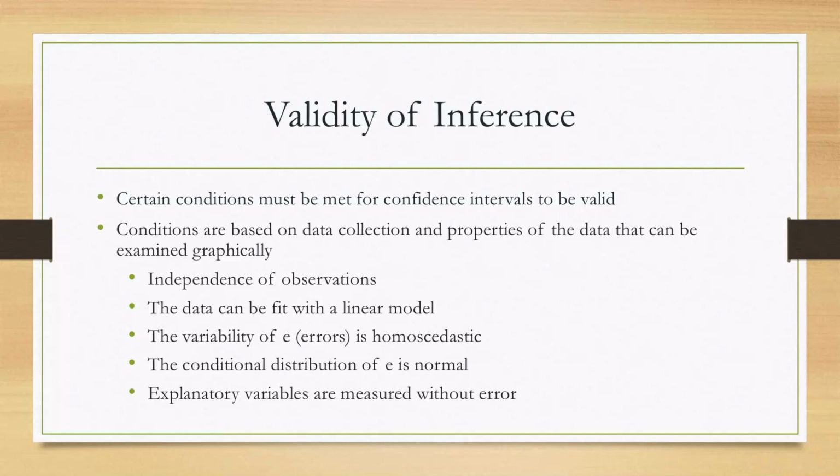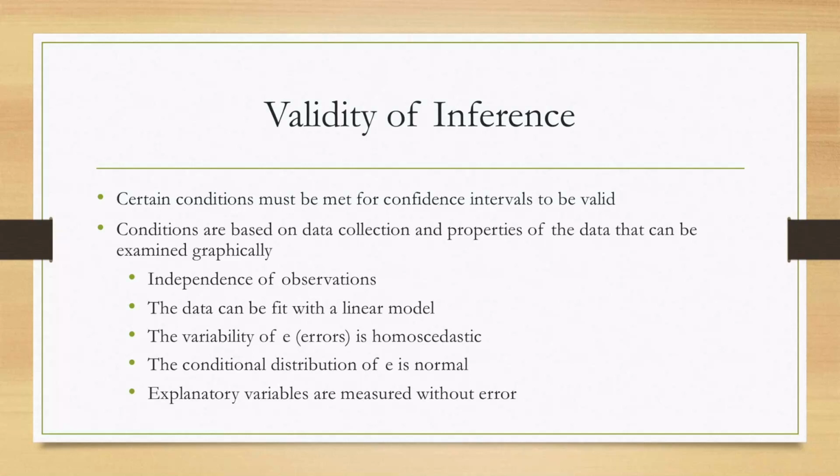The conditions are based on data collection and properties of the data that can be examined graphically. The unfortunate thing about any of the conditions for valid inference, and that's not just with multiple regression, that's any time we're looking at conditions, is that those conditions are about the population of data. That is the very thing that we want to make an inference about. We're actually assuming some things about the distributions of that population. So when we look at our data, we're using that as an approximation of what we would hope to see if we were looking at the population.